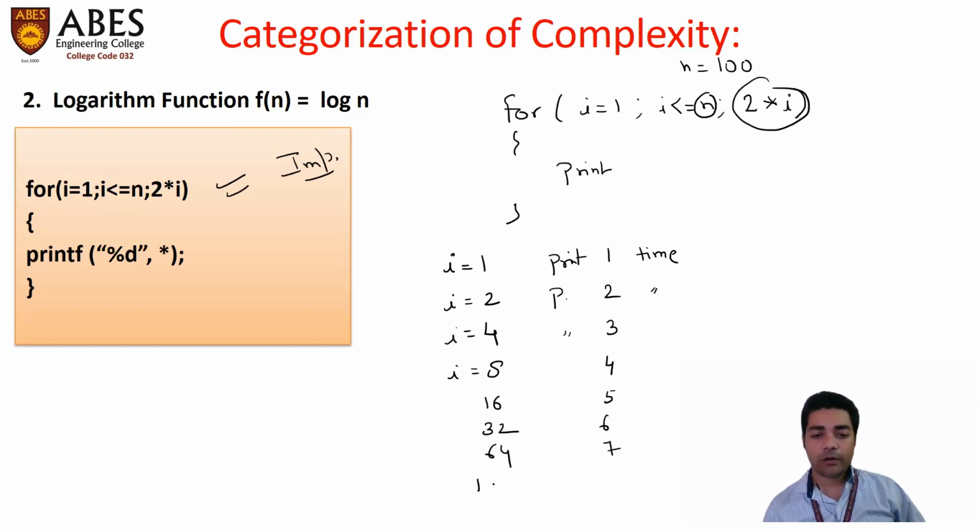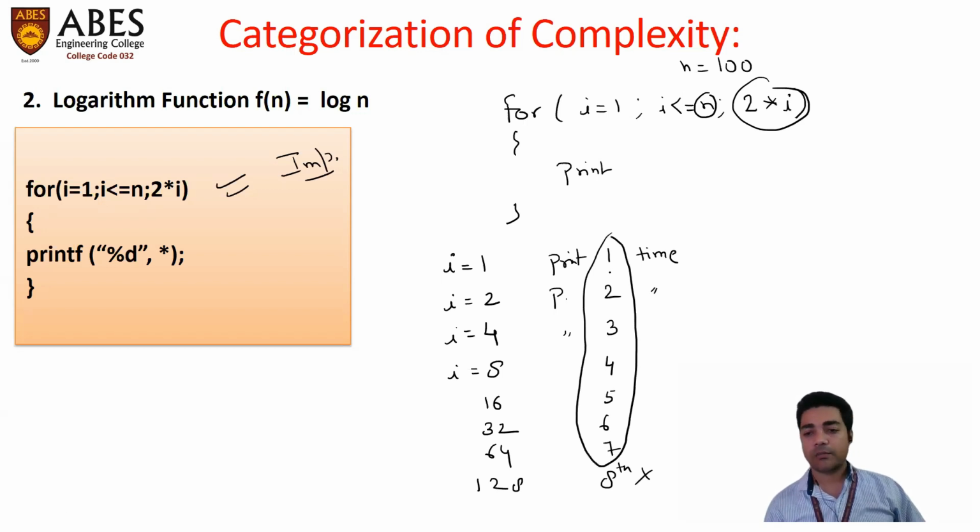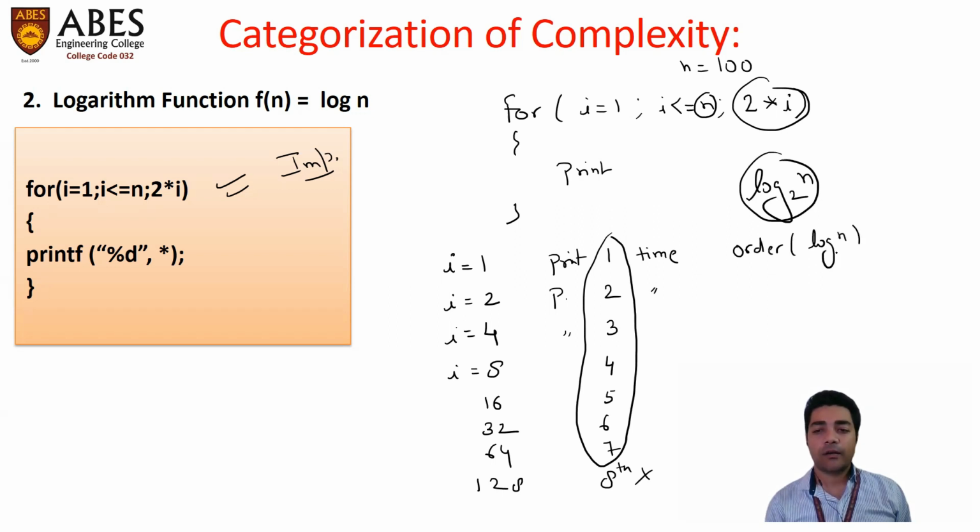But if this becomes 128, on the 8th time, it will not print. It will just print 7 times. This much time only it will print. So if you calculate, it turns out that its time complexity is log n to the base 2 basically, or we can say its time complexity is of order log n.